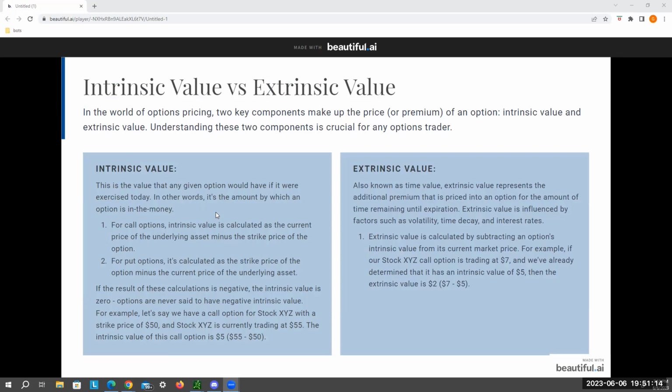With extrinsic value, it's also known as time value. It represents the additional premium that's priced into an option for the amount of time remaining until the expiration date. Extrinsic value is influenced by factors such as volatility, time decay, also known as Theta, which we'll get into. It's one of the Greeks, and interest rates.